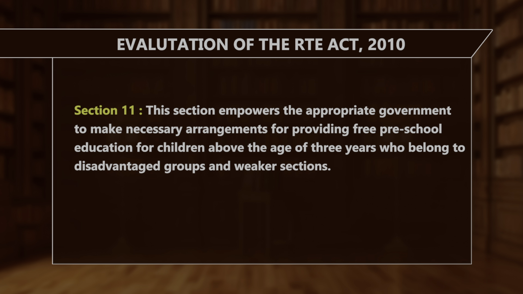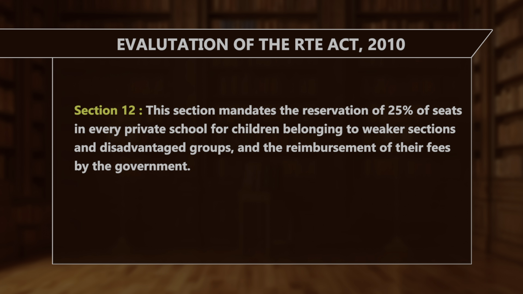Section 11. This section empowers the appropriate government to make necessary arrangements for providing free preschool education for children above the age of 3 years who belong to disadvantaged group and weaker section. Section 12. This section mandates the reservation of 25% of seats in every private school for children belonging to weaker sections and disadvantaged group and the reimbursement of their fees by the government.